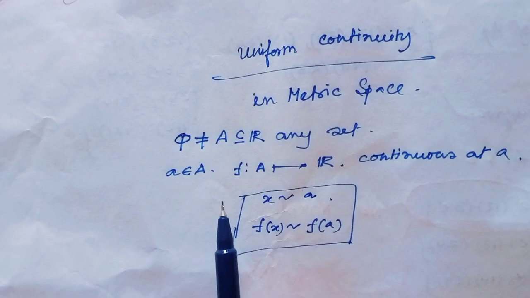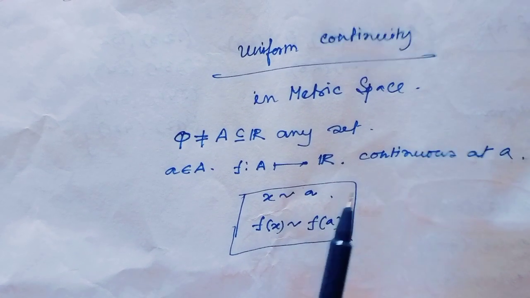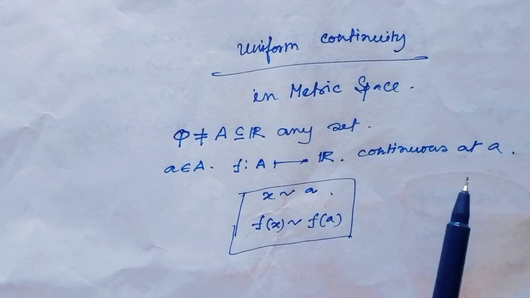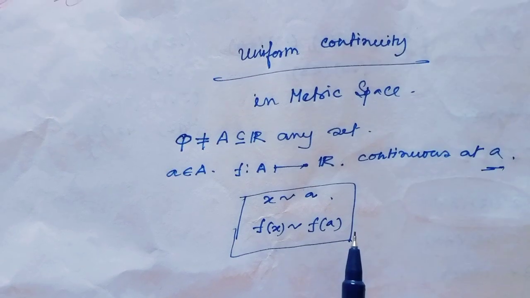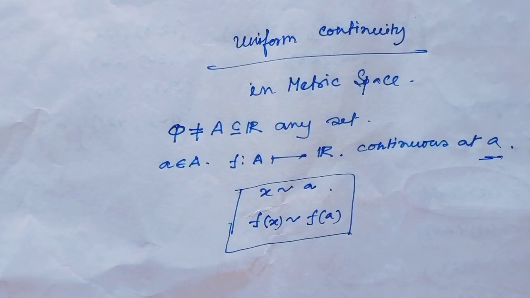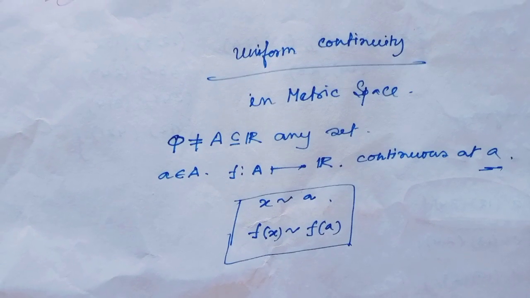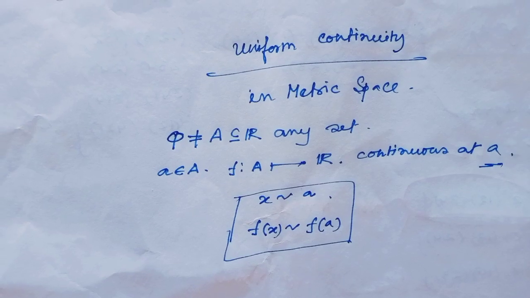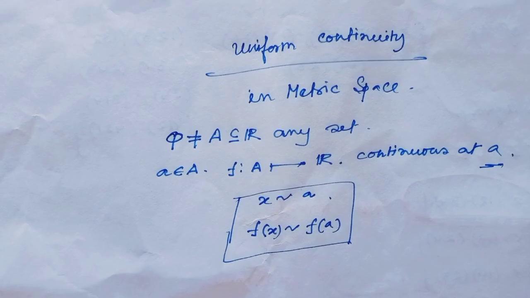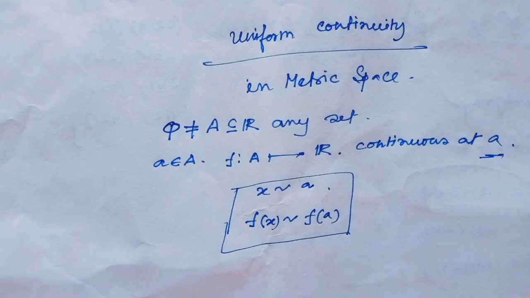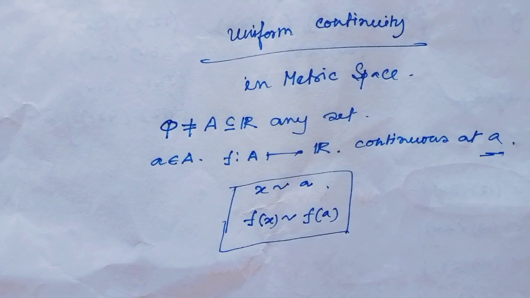Consider one point small a belonging to A, and consider a mapping f from A to R, which is continuous at the point a, meaning x goes to a implies f(x) goes to f(a). This is actually the meaning of continuity. We all know continuous at the point a means that if x goes to a, then f(x) goes to the image of this point, f(a).